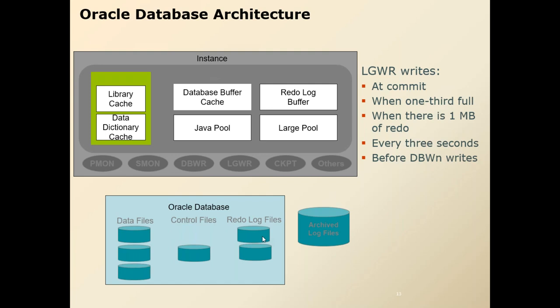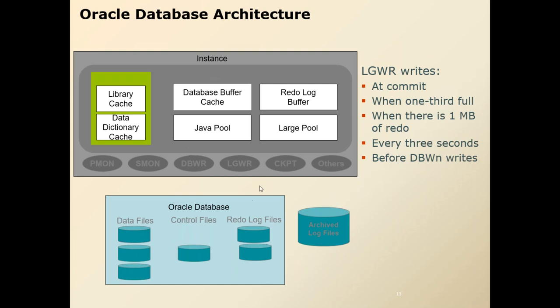Suppose your redo log file gets full, right? The backup of these redo log files is taken at the database level, and it is called archive log files. So archive log files are nothing but backups of redo log files. Archive log files always reside on the operating system and consume space on your operating system.